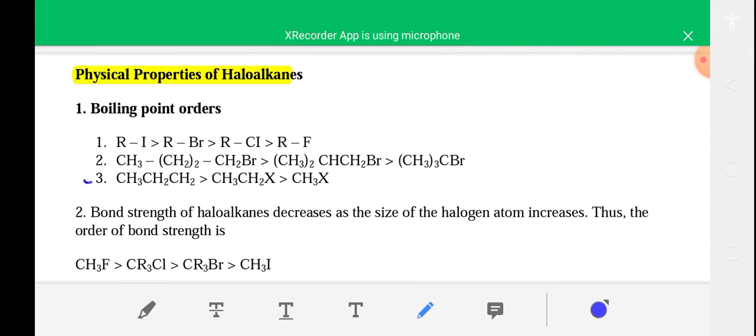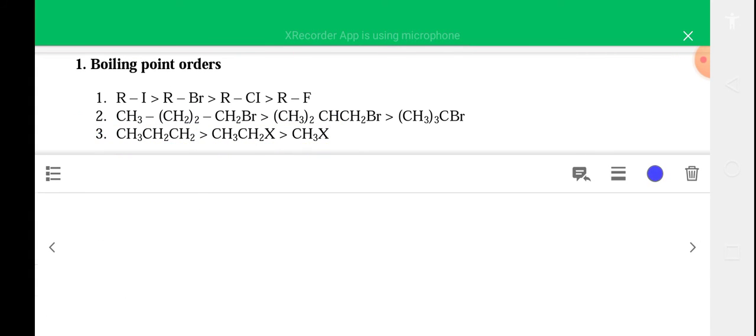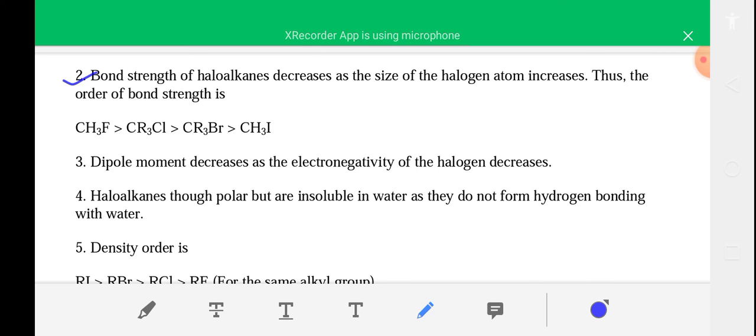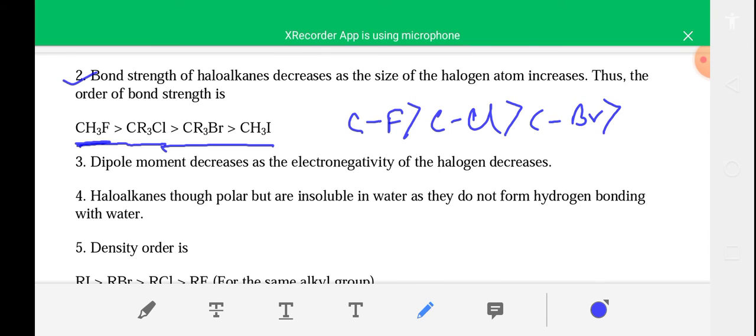And third, if the chain length of the alkyl halide or haloalkane increases, then the boiling point and melting point will also increase. That's why CH3CH2CH2X has a higher boiling point than CH3CH2X, than CH3X. And see the bond strength of haloalkanes. Bond strength decreases as the size of the halogen atom increases. Thus, the carbon-fluorine bond in CH3F is stronger than the carbon-chlorine bond, than carbon-bromine, than carbon-iodine.